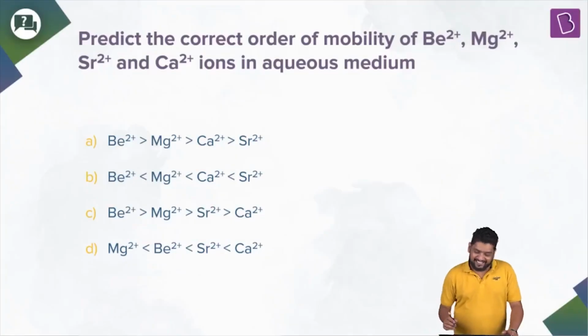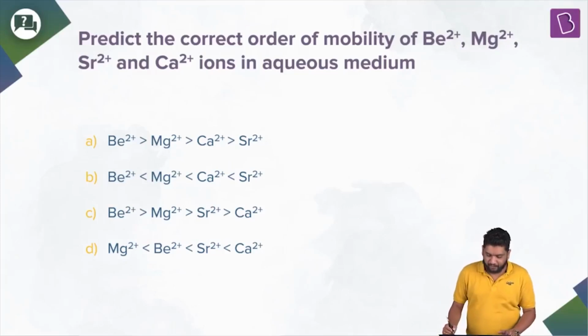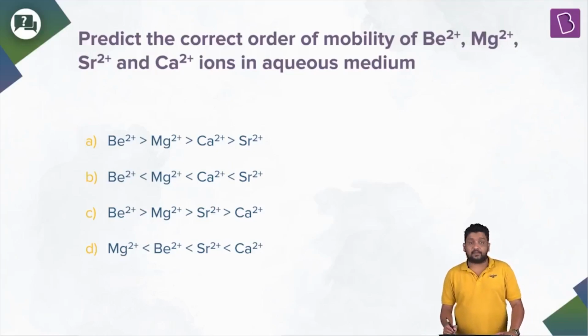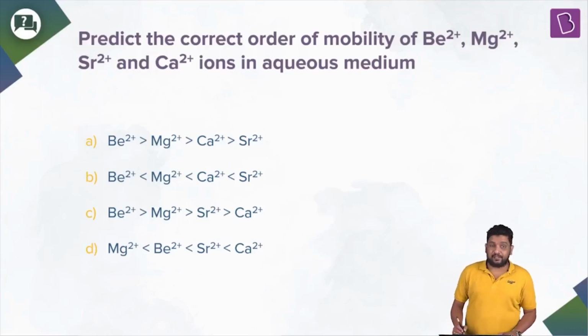Okay, this is again a simple question based on ionic mobility, based on the hydration topic, right? So the question is, predict the correct order of mobility of Be2+, Mg2+, Sr2+ and Ca2+ ions in aqueous medium, right?